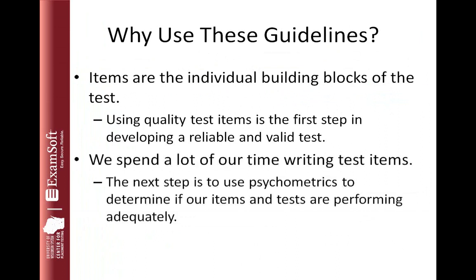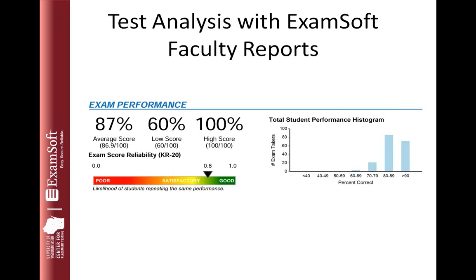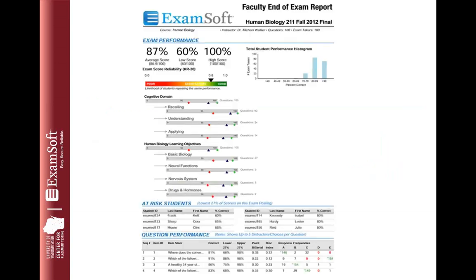We all spend a lot of time and a big commitment writing our test items and making sure that we're giving good tests to our students or our candidates. So our next step is to use psychometrics or use item analysis to help us decide if our items are actually doing what we want them to do. And this is where the faculty reports that ExamSoft provides are extremely helpful. They can give you some information on exam performance, such as what an average score is on your test and how reliable your test is.